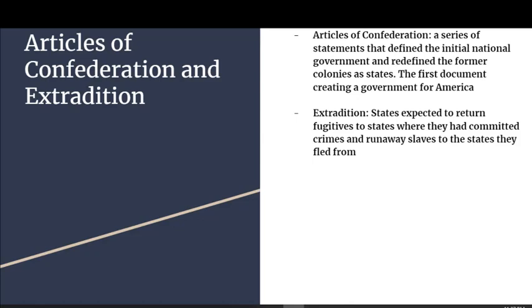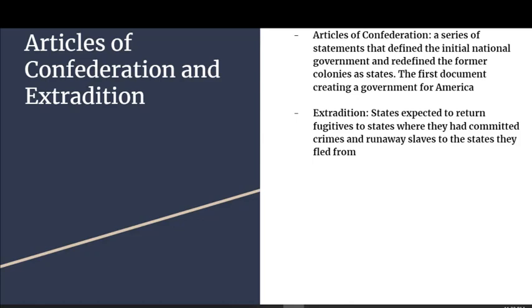Since America was the first Enlightenment-influenced revolution, no one really knew how to make a country out of nothing. They just won a war. So what they did, they made the Articles of Confederation, which was a series of statements that defined an initial national government and redefined the former colonies as states. This was the first document in creating government for America. So it was not the Constitution, it was the Articles of Confederation.